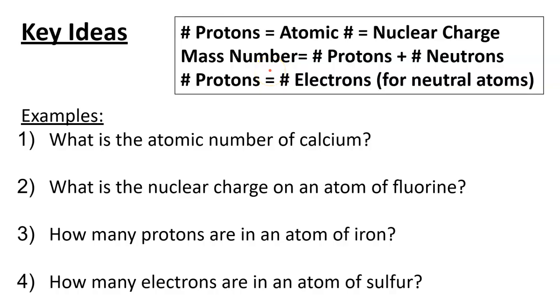So here's a couple practice questions based on what we've talked about. Maybe you want to pause and try them. So the atomic number of calcium, you're going to need your periodic table, is 20. The nuclear charge on an atom of fluorine is going to be 9 or +9. Iron, symbol Fe, it might take you a minute to find that, has an atomic number of 26, so it has 26 protons. And an atom of sulfur has an atomic number of 16, so 16 protons.